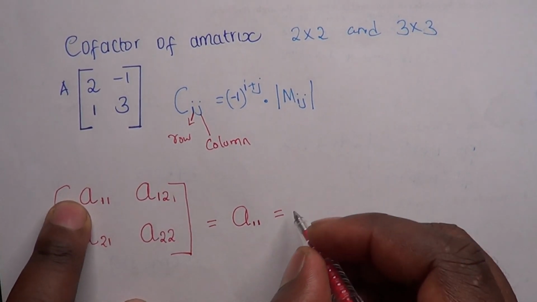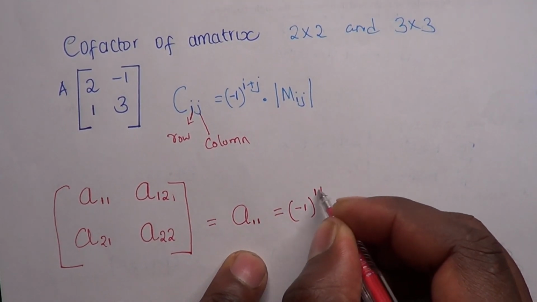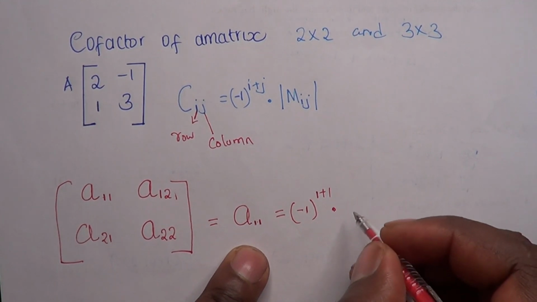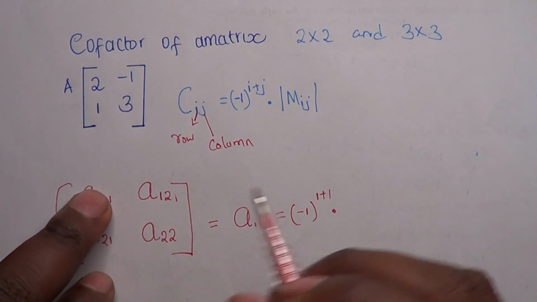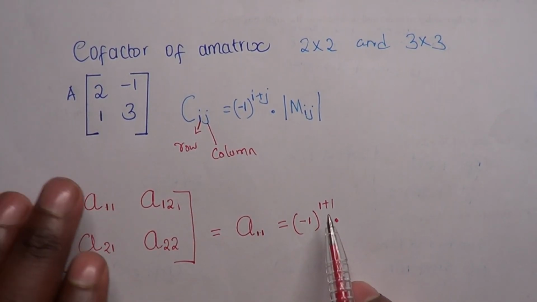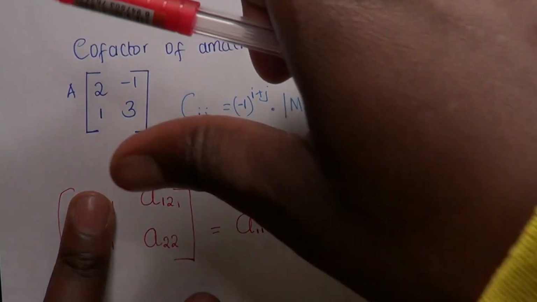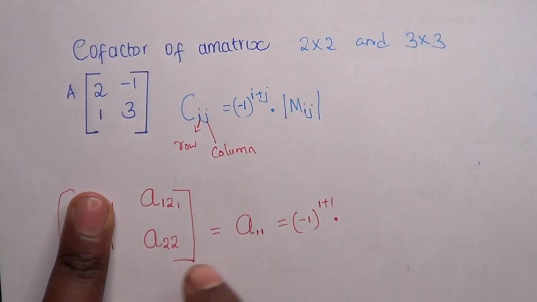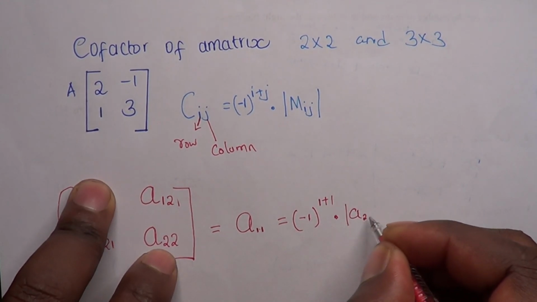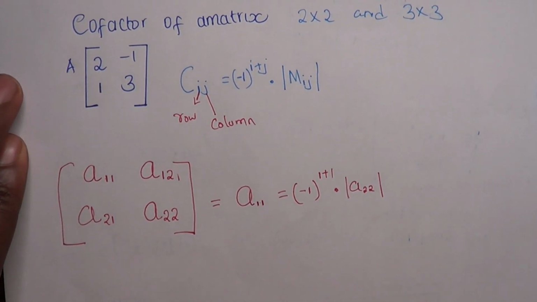Now it is going to be -1 to the power 1 plus 1, first row, first column, times the minor. For us to get the minor of this one, we cross out the first row and the first column, and we remain with a22. Now we multiply by the minor, that is a22. That is an example. Now go back to our question.